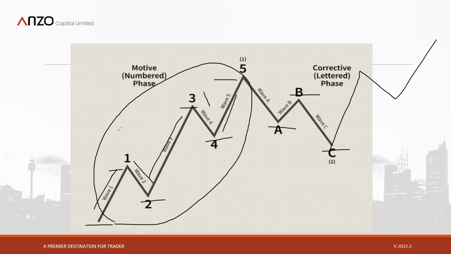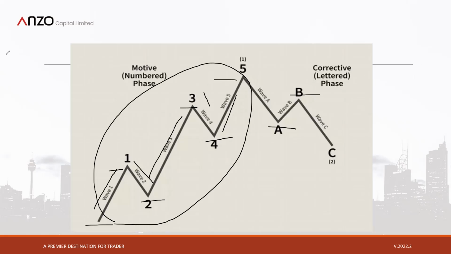So you say in an uptrend, it makes higher highs and higher lows, but then it doesn't respect it. So the Elliott Wave theory deduces the market in such a way that the market moves in phases. So there's a motive phase, and then there's a corrective phase.